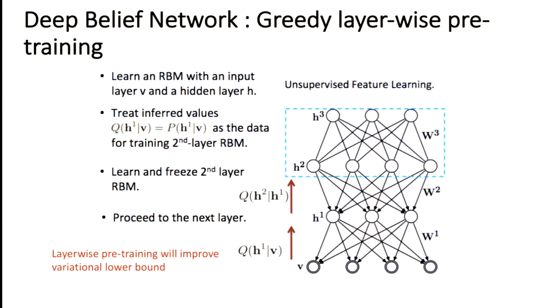So here your V is once again your visible or your data. You're learning this as a simple RBM network. Once you do that, you treat these inferred values as the data for the second layer RBM, and then you freeze the weights. This allows you to essentially do layer by layer training of this kind of a stacked RBM model. By the way, there are some theoretical proofs that show that such layer-wise pre-training improves the variational lower bound, which is also quite nice.